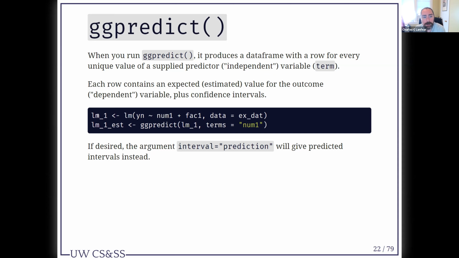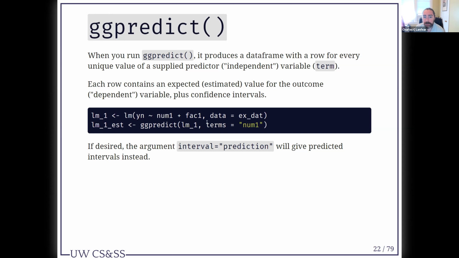If I say, I would like to run a linear model of y on some numeric variable and some factor variable, I assign it to LM1. I then say, I would like ggpredictions of my linear model 1 object, specifically over a bunch of different values of the num1 variable. So what this is going to do is hold constant the fac1 variable, vary the num1 variable, and give me a bunch of predicted values for the y outcome variable. I'm going to assign this to LM1 estimates.